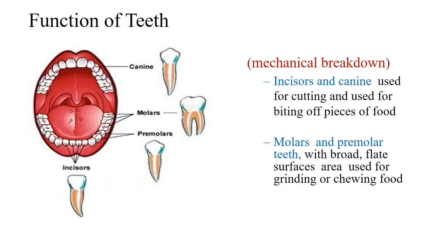Now we will see the function of the teeth. The main function is mechanical breakdown of the food. Incisors and canines are used for cutting and biting pieces of the food. Then molars and premolars have a broad and flat surface area, which is very useful for grinding and chewing the food. So this is the main function of the teeth.